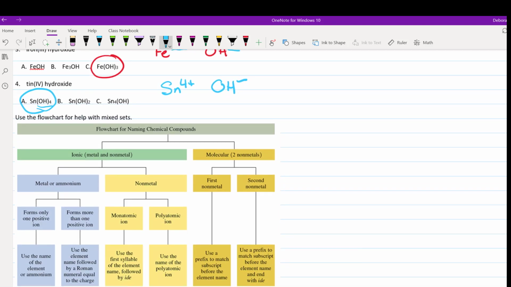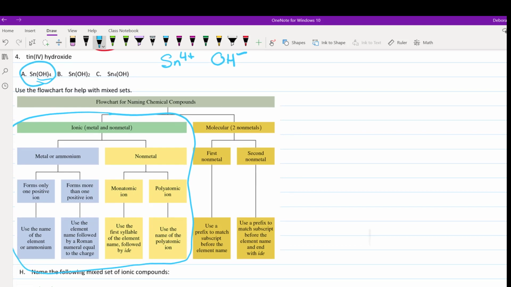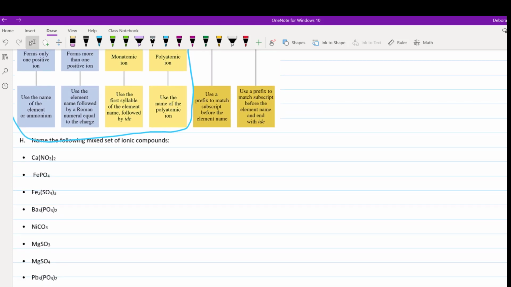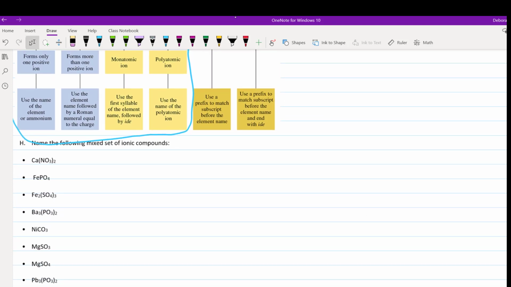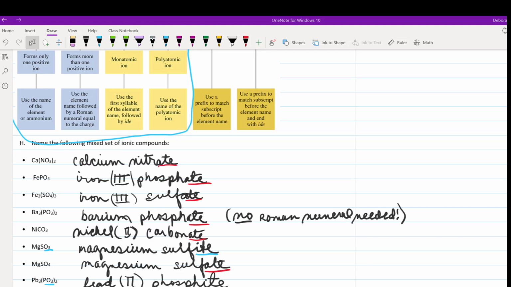Okay? And this is a flow chart for helping you do this. We've basically done the left side of this flow chart, all the ionic compounds. There's one more mixed set to try. So I'm just going to pause this a moment and pop in the answers, and you can pause it to try to work these answers and then come back and check your answers.